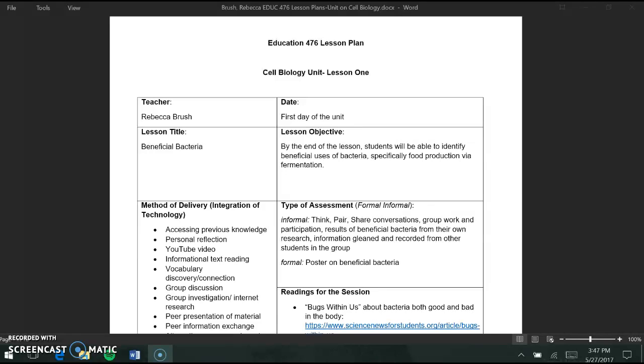So this whole lesson plan, the whole unit that I put together, was really building towards a lab where the students got to make their own yogurt. So it was talking about the beneficial bacteria. The first one I did was beneficial bacteria, and we had a lot of different things to do.